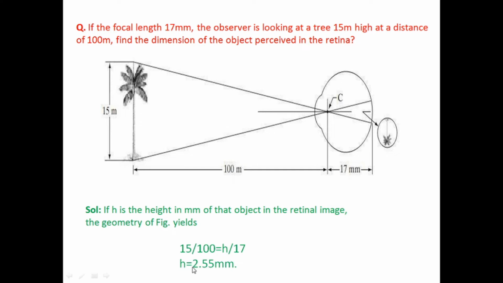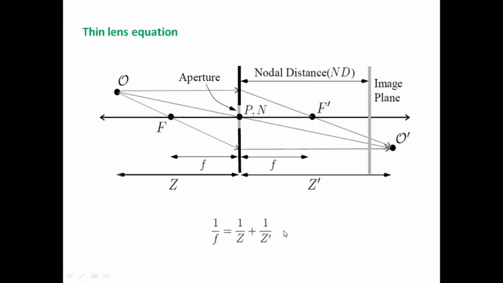So finally, I get the height of the object in my image plane as h equal to 2.55 mm. It is always advisable to measure whatever we are dimensioning in the image plane, and to go with millimeter dimensions.